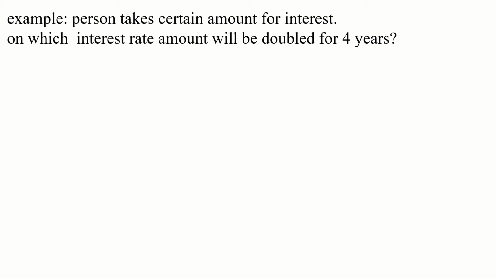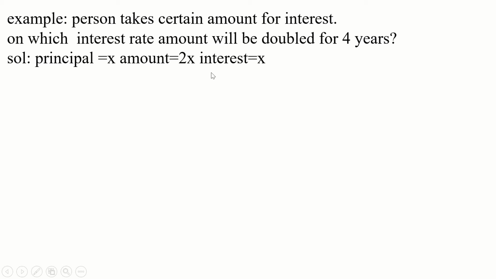So we will proceed to the solution. The principal is x. If we consider the principal as x, the amount is 2x. So the interest is x, because principal plus interest is the amount. We have the simple interest formula, PTR by 100. We can apply this. Here P is x, interest is also x, time is 4 years, and the rate we don't know, we have to find that.